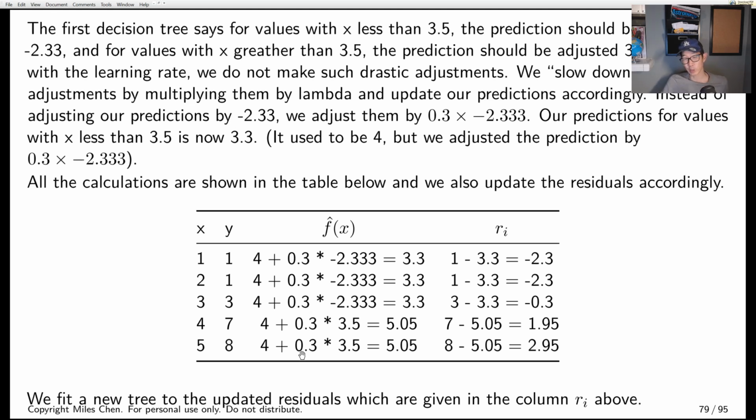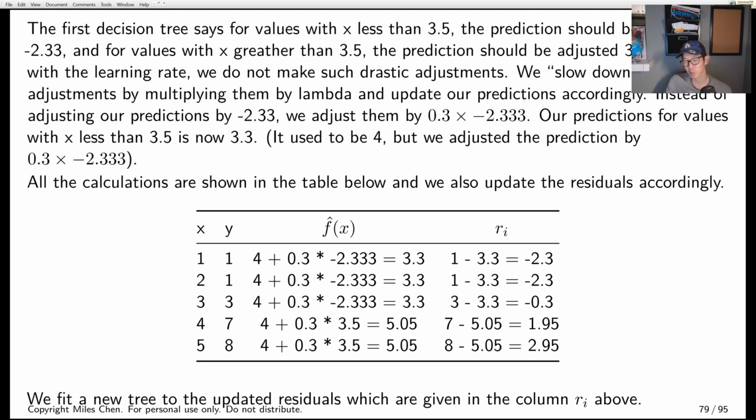Normally it's something like 1%, but here my learning rate is 30%, and so my predicted value is going to be 4 plus 30% times -2.33, which gives me 3.3. Over here, my predicted value is 4 plus 30% times 3.5, which is 5.05. What are my residuals now? If the actual value is 1 and I'm predicting 3.3, my residuals are -2.3, -2.3, -0.3, +1.95, and +2.95.